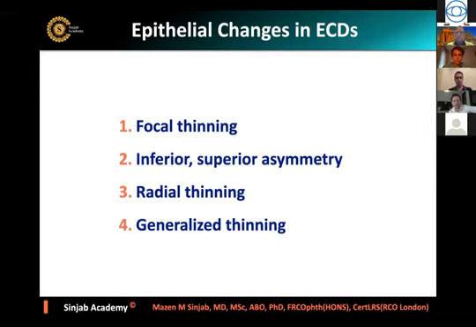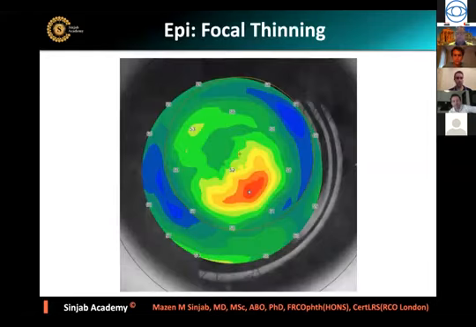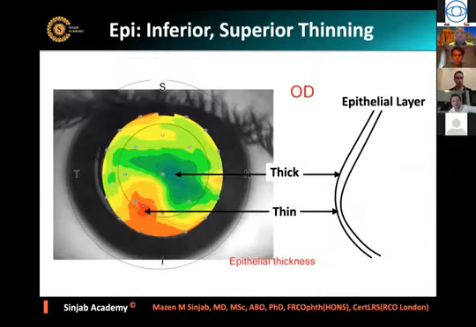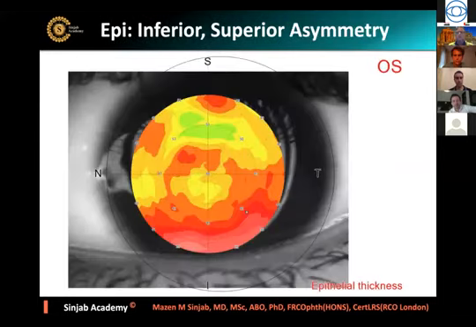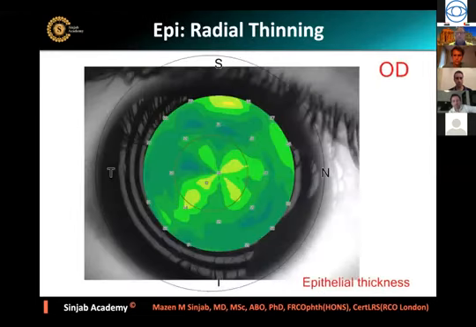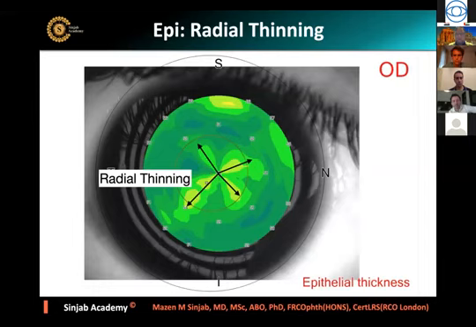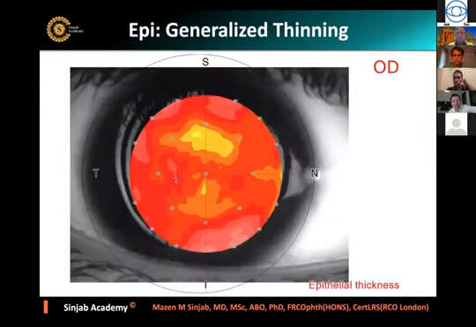So what are the epithelial changes in the ectatic corneal diseases? We have focal thinning, inferior superior asymmetry, radial thinning, and generalized thinning. So these are the patterns in the epithelium that can characterize the ectatic corneal diseases. This is focal thinning, as you see here, and this is inferior superior thinning or asymmetry in the epithelium. This is another type of inferior superior asymmetry, and this is the radial thinning in the epithelium. And this is the generalized thinning.